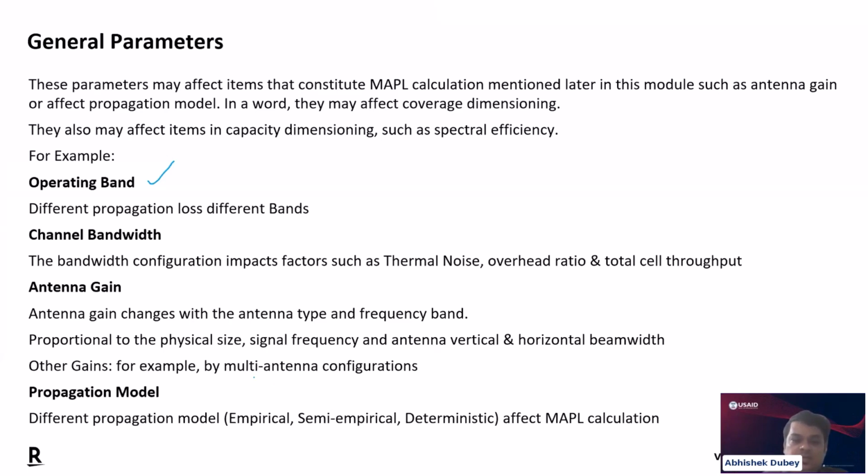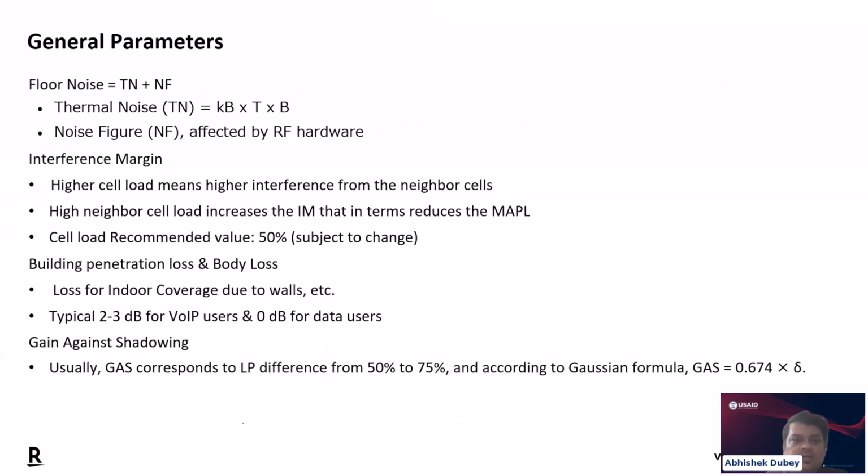So there is some visual identification I can tell you, and other gains like multi-antenna configuration, another that you need to consider. Propagation model, already told you the different propagation models: empirical, semi-empirical, deterministic, which affect the MAPL calculation. Also the noise floor, like thermal noise. So noise floor, how can you calculate? You calculate thermal noise plus noise figure, right?